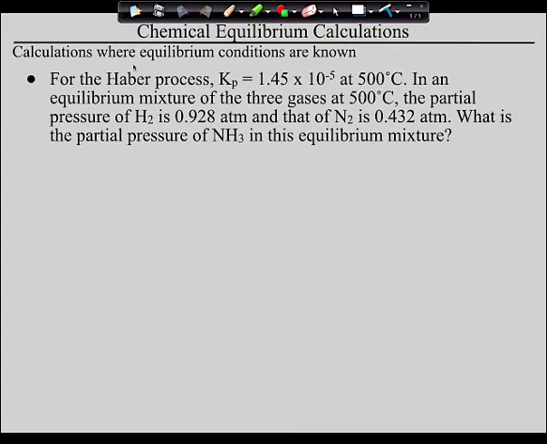Yeah, you need to memorize it, but I would suggest to you that if you can be at least a little creative, and if you read through the problem a couple times, you can get the Haber process equation written without needing to look back. So again, you got 5 minutes: write a balanced equation, write the Kp expression, plug in what you're given, solve for the partial pressure of NH3.